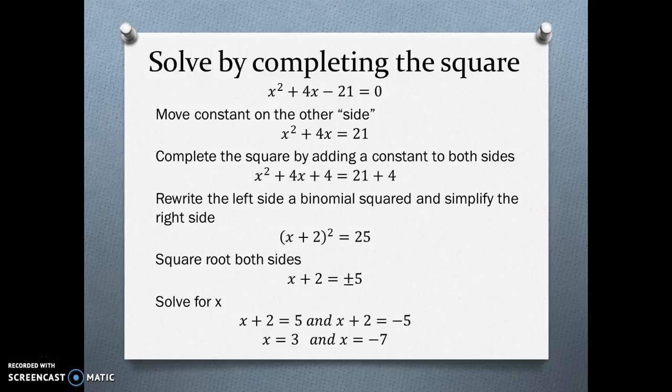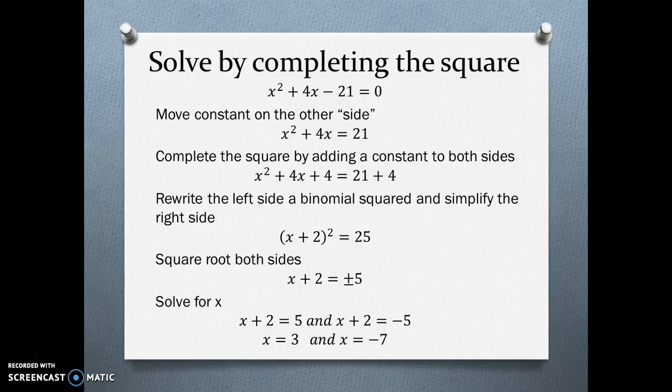Now the left side is a perfect square binomial. So I can rewrite the left side as a binomial squared and simplify the right side. This gives me (x plus 2) squared equals 21 plus 4, which is 25. Now I'm going to square root both sides. When you square root, the square goes away, so that leaves me with x plus 2 on the left side.